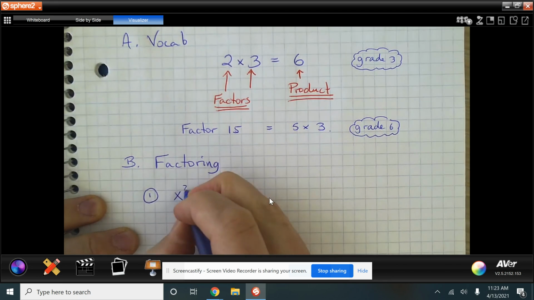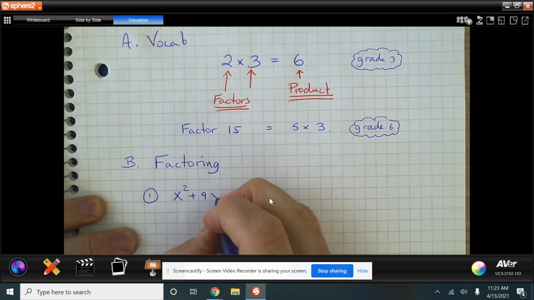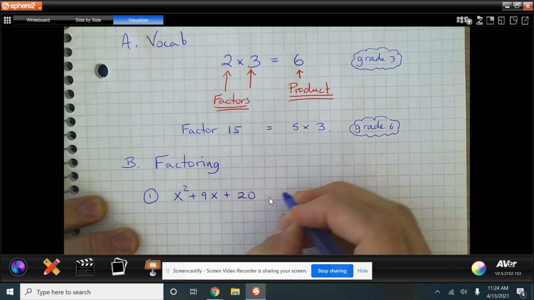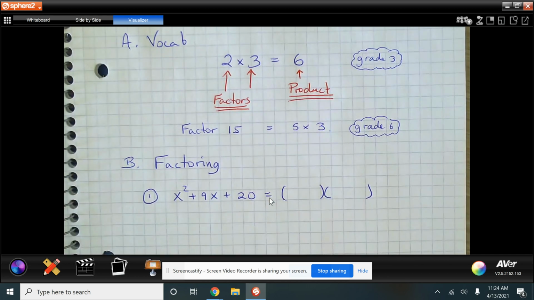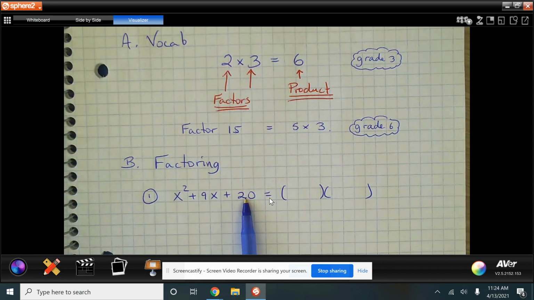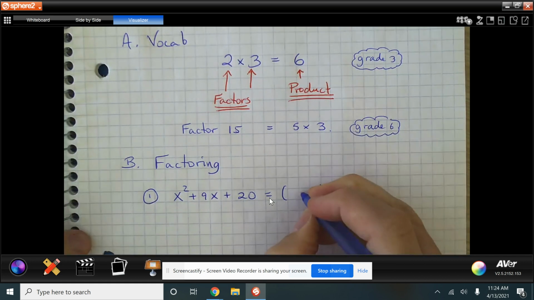We are going to factor x squared plus 9x plus 20. And what I mean by that is the same thing your 5th or your 6th grade teacher meant. I want you to figure out what times what gives me x squared plus 9x plus 20. So this is the exact opposite of what we did on the warm-up. On the warm-up, I said multiply these 2 things, give me an answer. Now I'm giving you an answer, and I want you to tell me what 2 things are multiplied together.